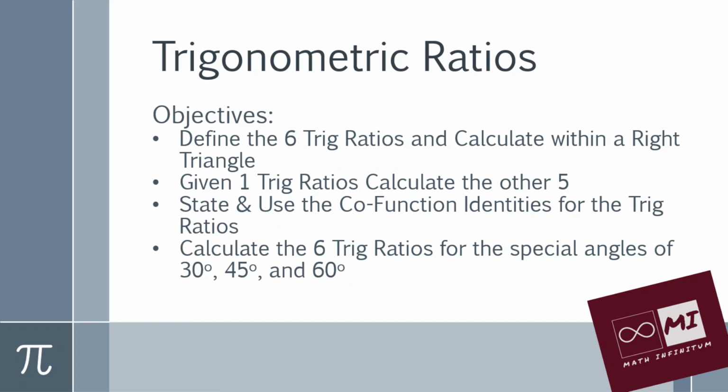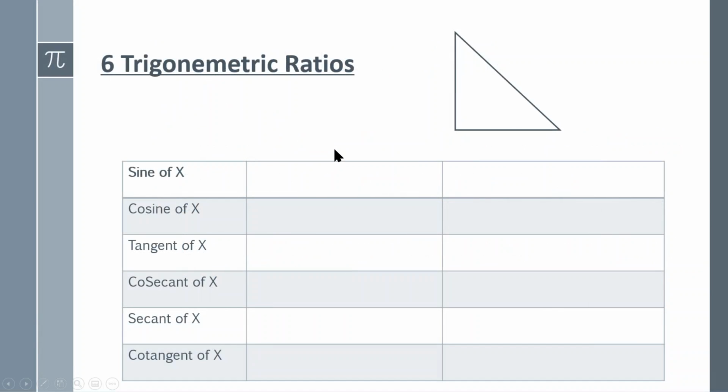Today we're going to be talking about trigonometric ratios. We're going to need to define those, and then calculate them with respect to each other and talk about their cofunction identities. Let's get started just by defining the 6 ratios.